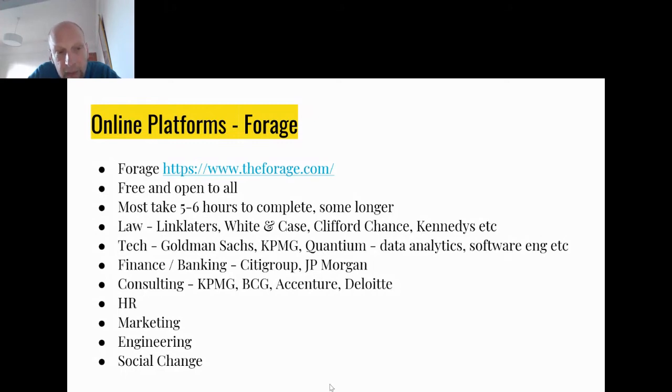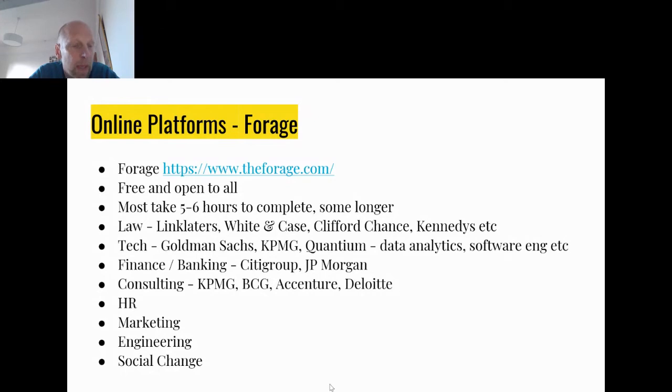So with the legal sector, there's some real high-profile organisations from some Magic Circle law firms, White and Case, Clifford Chance, Kennedy's. So quite prestigious organisations who are partnering with them. In the tech sector, there's opportunities with Goldman Sachs, KPMG, and they're offering roles around things like data analytics and software engineering. Then there's roles in finance and banking with organisations like Citigroup and JP Morgan. Then you've got consulting roles with the likes of KPMG, Boston Consulting Group, Accenture, Deloitte.